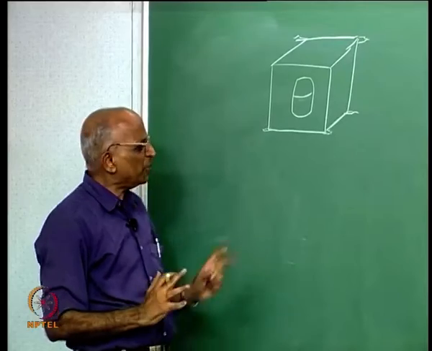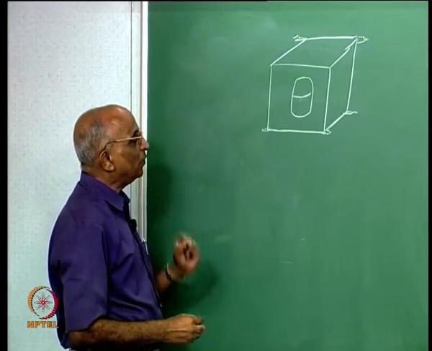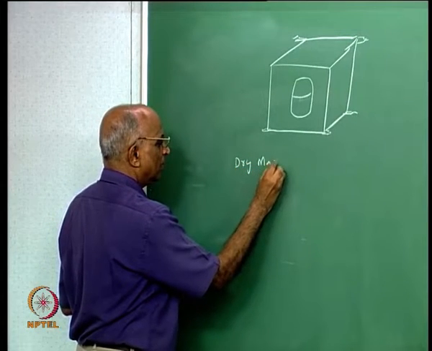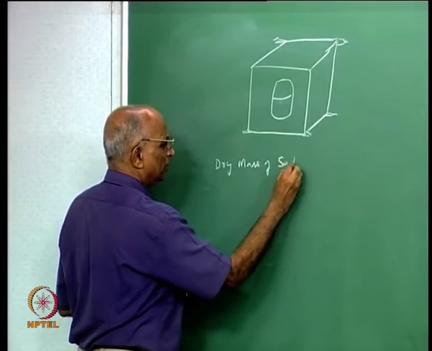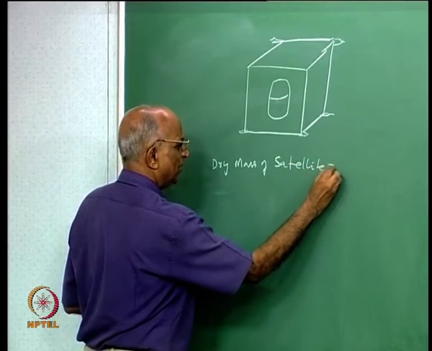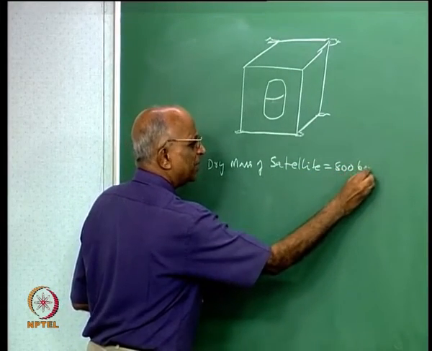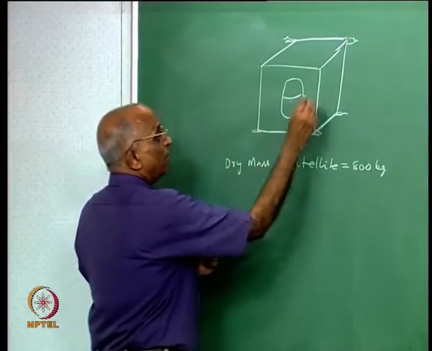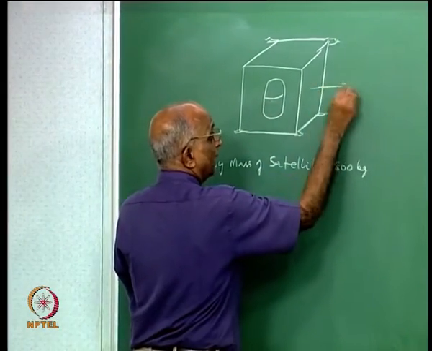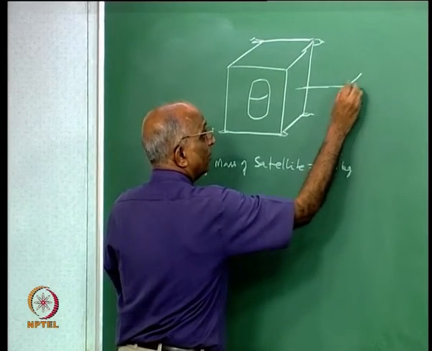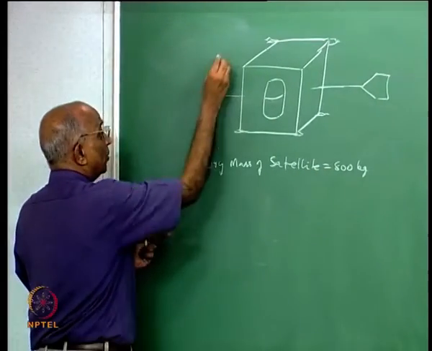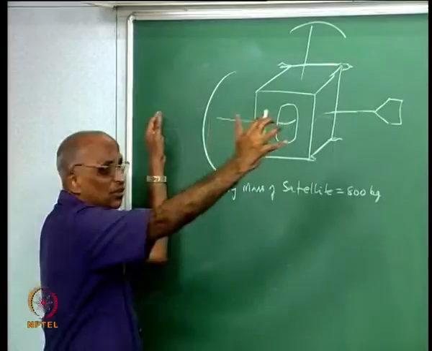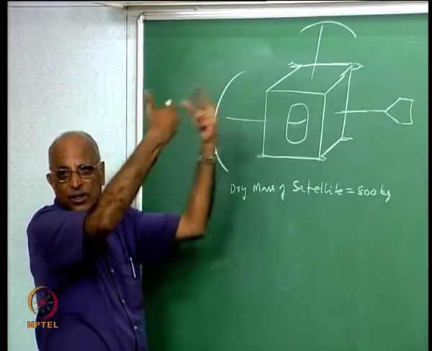Supposing I have a problem, the problem given to me is the dry mass of the satellite is given to me as, let us say, 800 kg. What is the dry mass? Mass of the structure, mass of the tank. Maybe I could have an antenna over here, maybe some antenna over here, maybe I could have a solar panel over here, maybe some more antennas over here, and this is how the satellite is going round and round the earth.